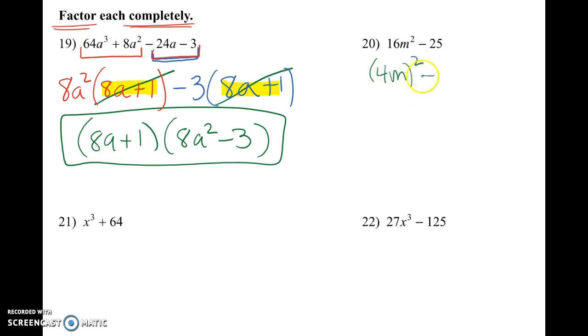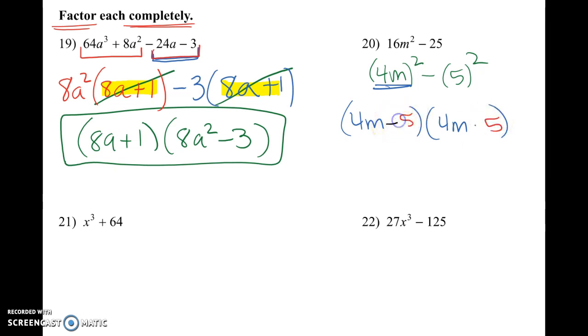And that's 4m squared minus 5 squared. So that means I'm going to have a 4m and a 4m. That's what is my 16m squared. And I'm going to have a 5 and a 5. And that's my 25. One has to be positive and one has to be negative in order for there to be no middle term. So there is my final answer.